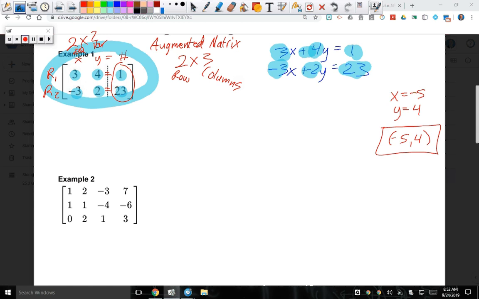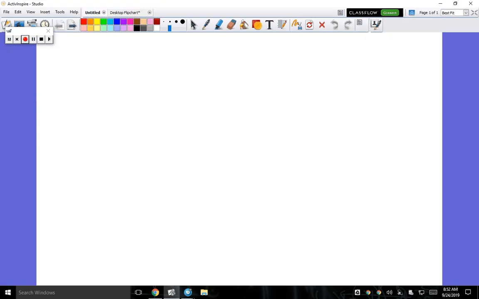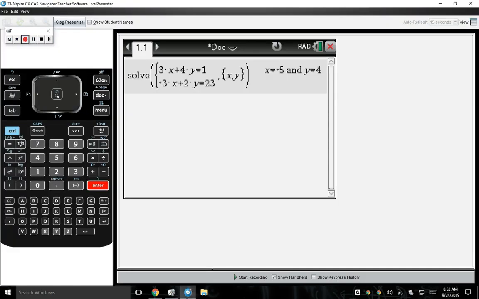Are we good? Okay. So now I'm going to show you with the calculator how you can use augmented matrices to still get to this answer of negative 5/4. Okay, so this is the answer that we're trying to get to. Here we go. We're going to go back to the calculator and go ahead and follow me, please. You built this matrix from the equation.